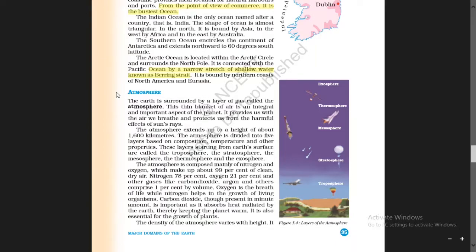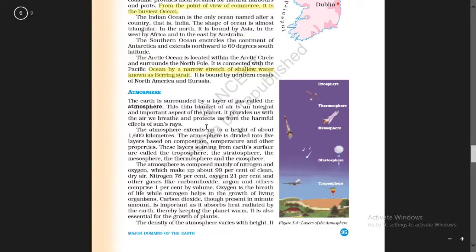Now, let us see the atmosphere. The Earth is surrounded by a layer of gas called the atmosphere. This thin blanket of air is an integral and important aspect of the planet. It provides us with the air we breathe and protects us from the harmful effects of the sun's rays.